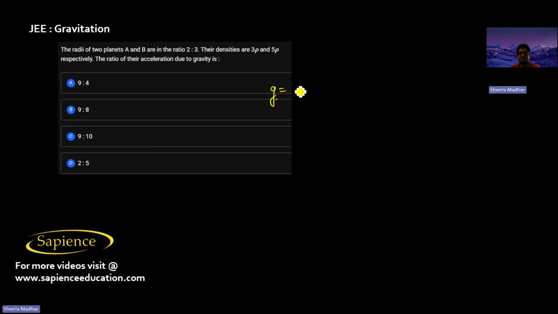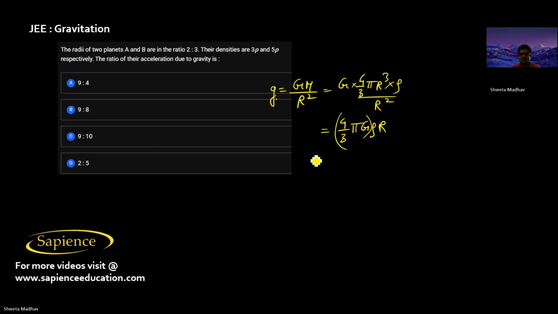So acceleration due to gravity is GM by r square. So this will be equal to G into 4 by 3 pi r cubed into rho by r square. So this is equal to 4 by 3 pi G into rho r. So therefore, I can say the acceleration due to gravity is directly proportional to the density of the planet into the radius of that planet.